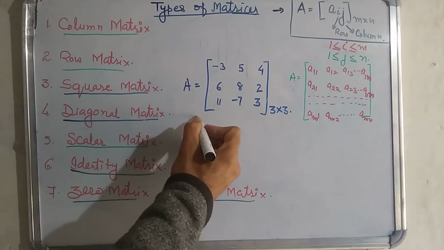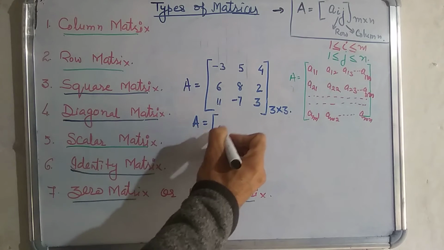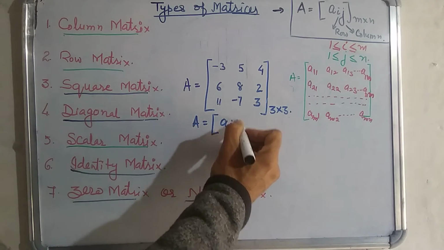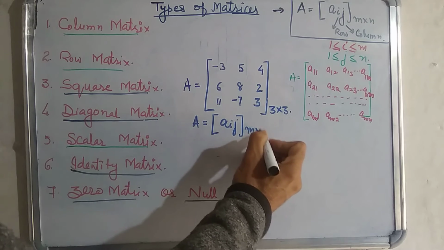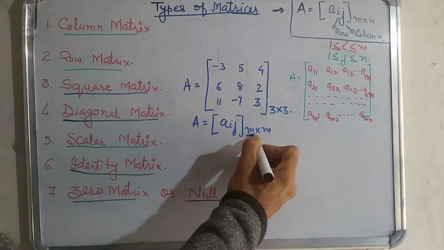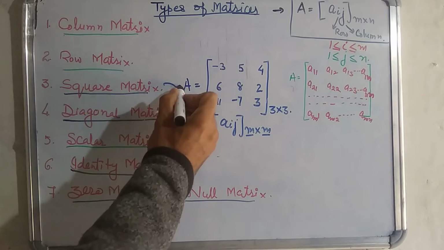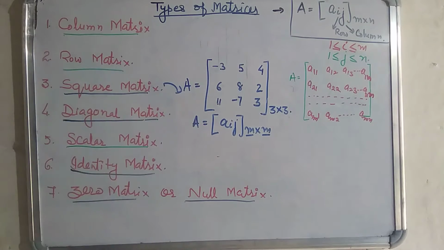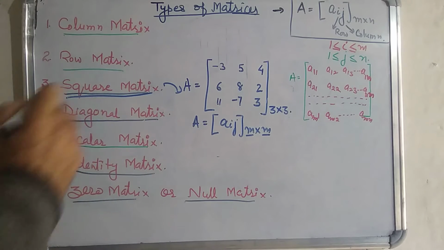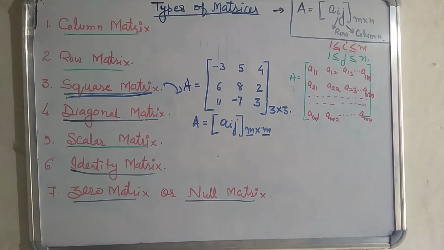In general, we can write the matrix like this: a_ij, m by m. See here, the number of rows is equal to the number of columns, m. So the matrix is called a square matrix.